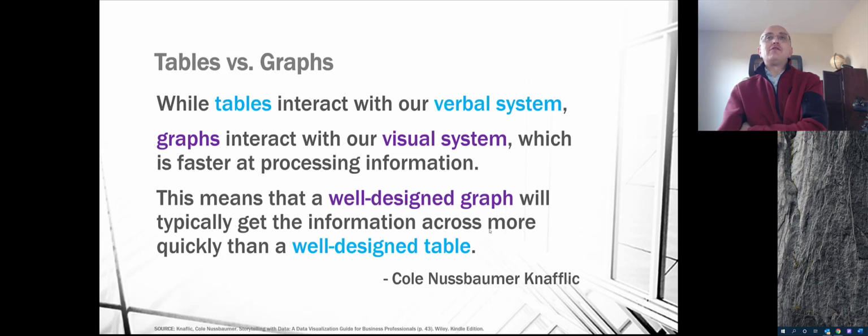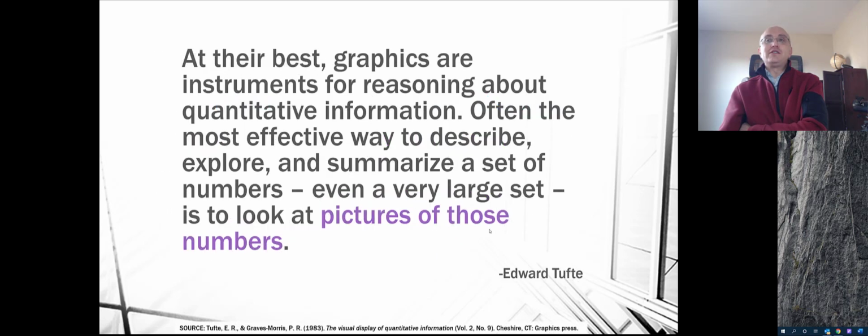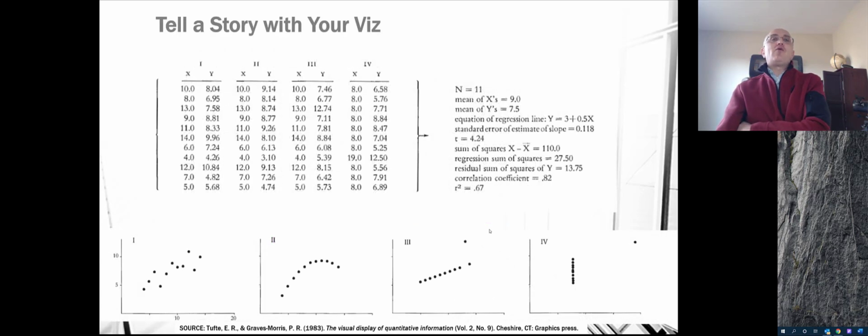She says, while tables interact with our verbal system, graphs interact with our visual system, which is faster at processing information. This means that a well-designed graph will typically get the information across more quickly than a well-designed table. Words of wisdom. And Edward Tufte talks about creating a picture of these numbers. He says, often the most effective way to describe, explore, and summarize a set of numbers, even a very large set, is to look at pictures of those numbers. So that's really just what we're trying to do.